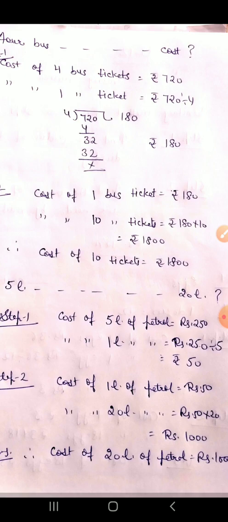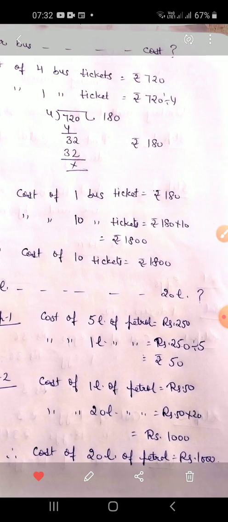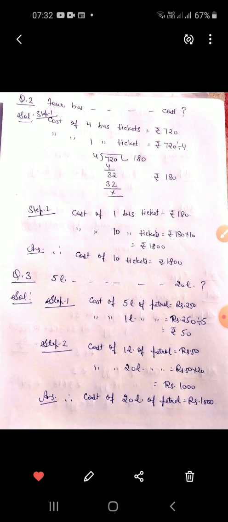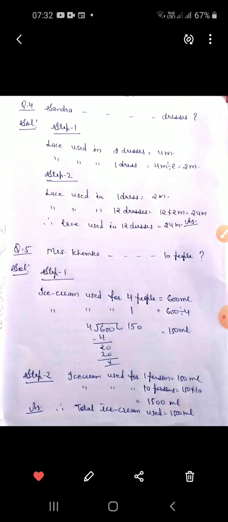Now see in step 2, this cost of 1 liter of petrol, the same line you have to write as you had written in step 1, last line. Cost of 1 liter of petrol is equal to rupees 50. Now the cost of 20 liters of petrol, you have to multiply. Okay dear, all the questions are the same. You will get them in your class group by PDF.